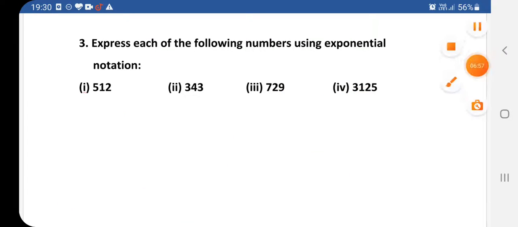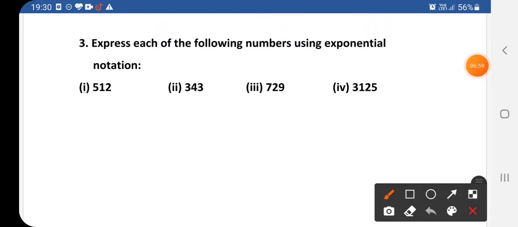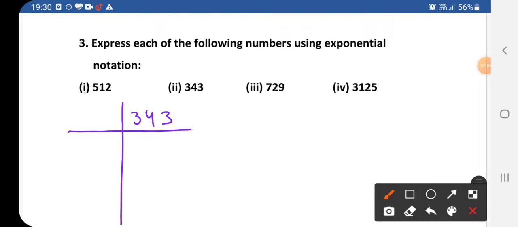Okay, let me just tell you one more. I'll just give you a hint: 343 and 729. 343 is not divisible by 2 because it's not an even number. It's not divisible by 3 because the sum of its digits, 3 plus 4 is 7, 7 plus 3 is 10, and 10 is not divisible by 3. Then it's not divisible by 5 because there is no 5 or 0 at the end.